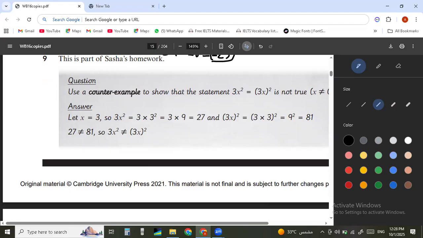So when she substituted an x with 3, it's 3 multiplied by 9, she said, which is 27. But here she said 3 times 3, which is 9 squared, is 81. She showed that this is 81. She showed that this is 27. And that's how she used the counterexample to show that this is not true. She substituted for x is 3 here, x is 3 there. She showed that this is not true. They are not equal.